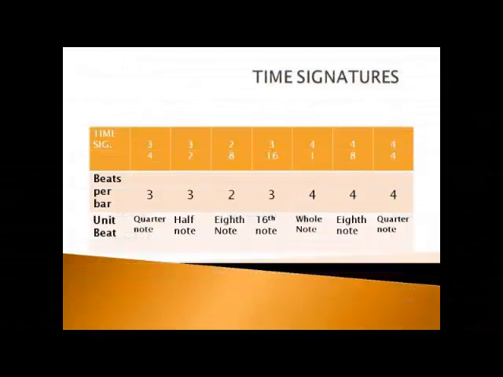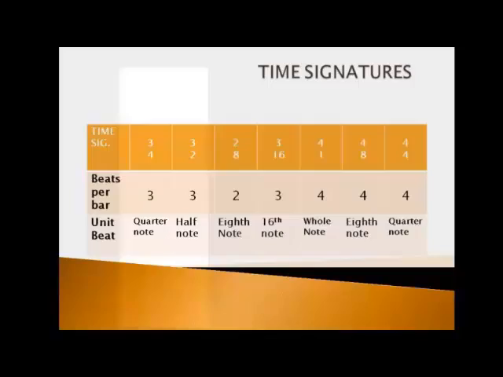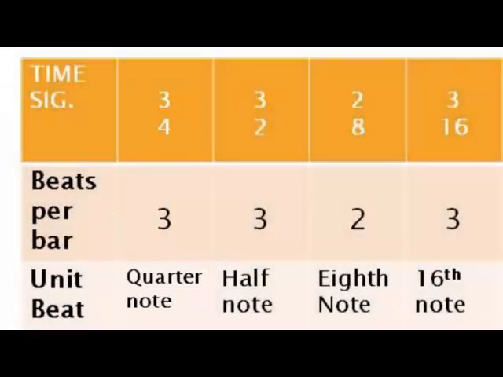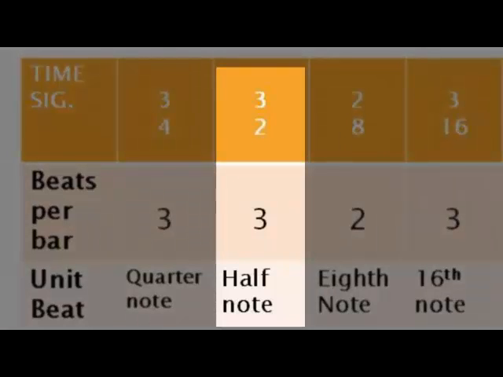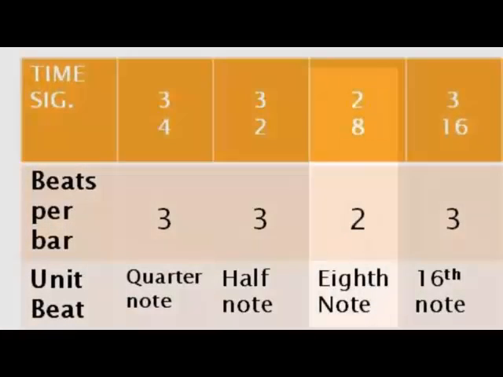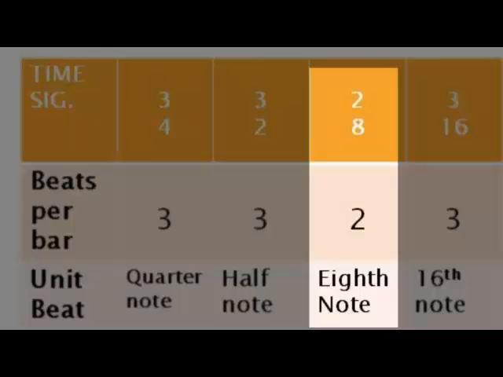Just as a review of time signatures, we looked at a chart that looked like this last time. If our time signature says 3/4, it means that there's 3 beats in each measure of music and a quarter note gets 1 beat. The time signature 3/2 means that there are 3 beats in each measure and a half note gets 1 beat. In 2/8, because the 2 is on the top, it means that there's 2 beats in each measure, and the bottom 8 means that an eighth note gets 1 beat.